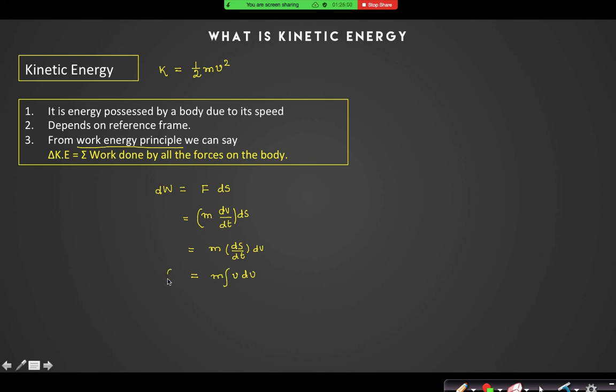So if you have to find the work done by all the forces, then I will find this work done from v initial to v final. What is the integration of v dv? It is v²/2. So can I say the integration will be half m v final square minus half m v initial square. So what is this? It is nothing but the change in kinetic energy. Yes sir, absolutely. So can I say that work done is nothing but the change in kinetic energy?